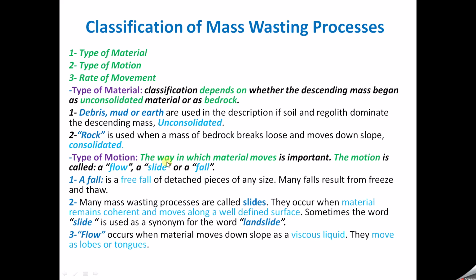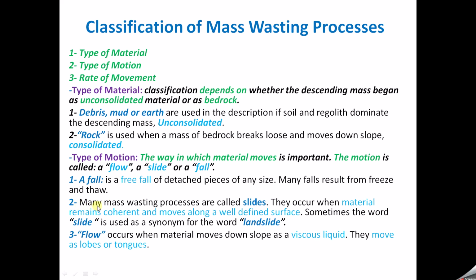Types of motion: the way in which material moves is important. The motion is called a flow, a slide, or a fall. A fall is a free fall of detached pieces of any size. Many falls result from freeze and thaw, especially in the polar regions and mountains.